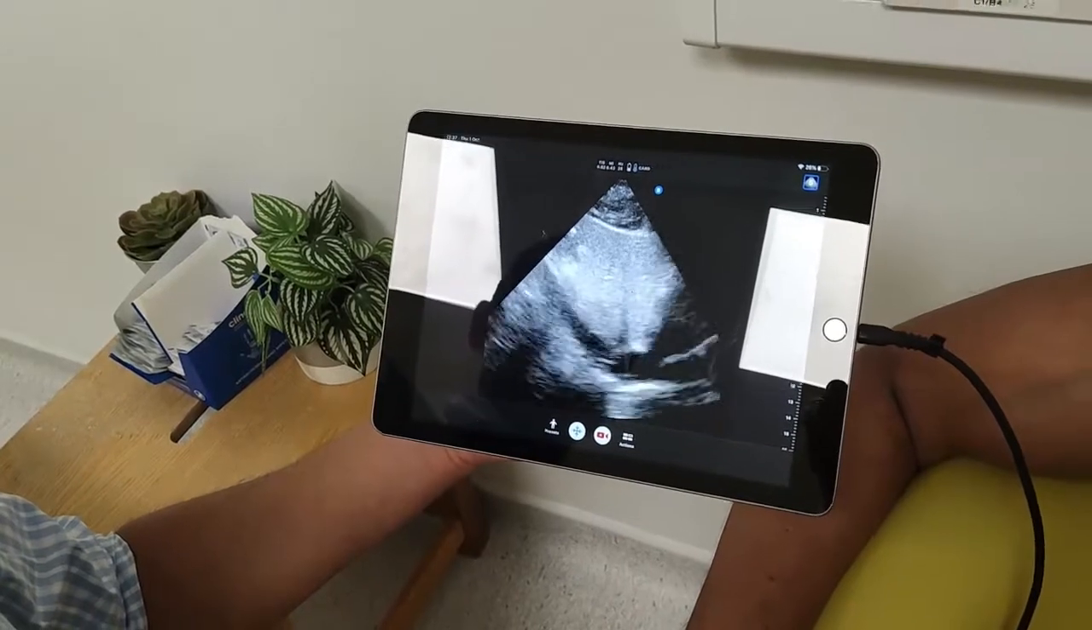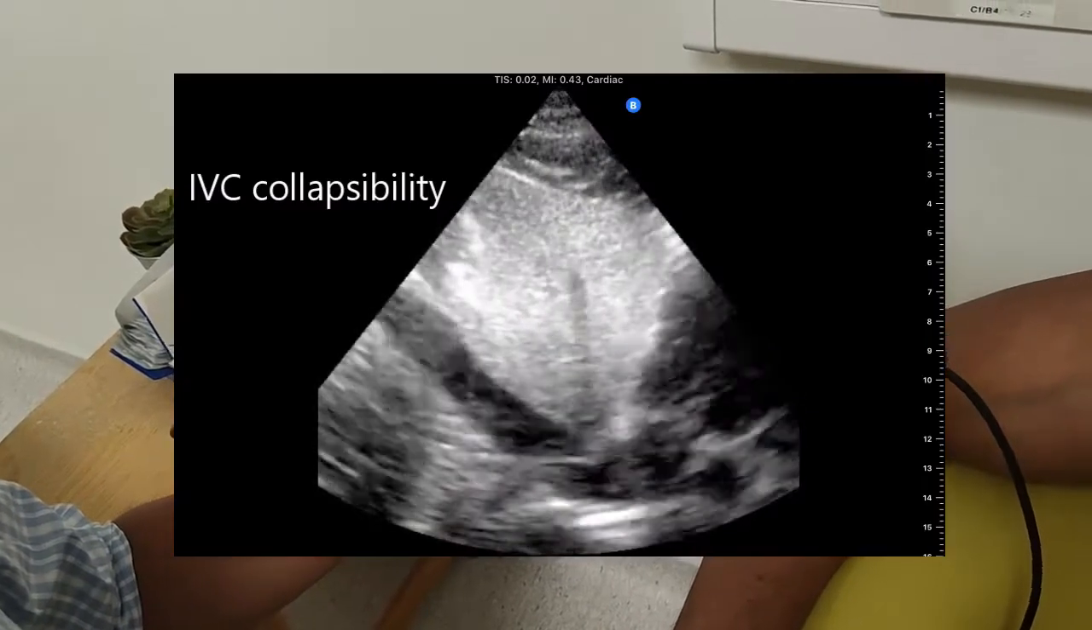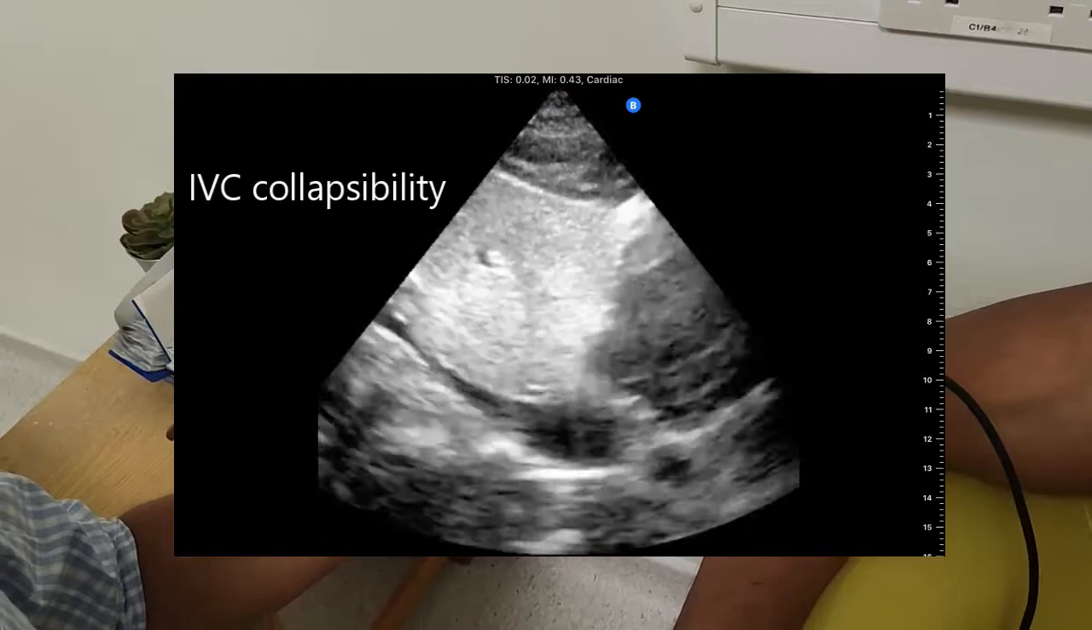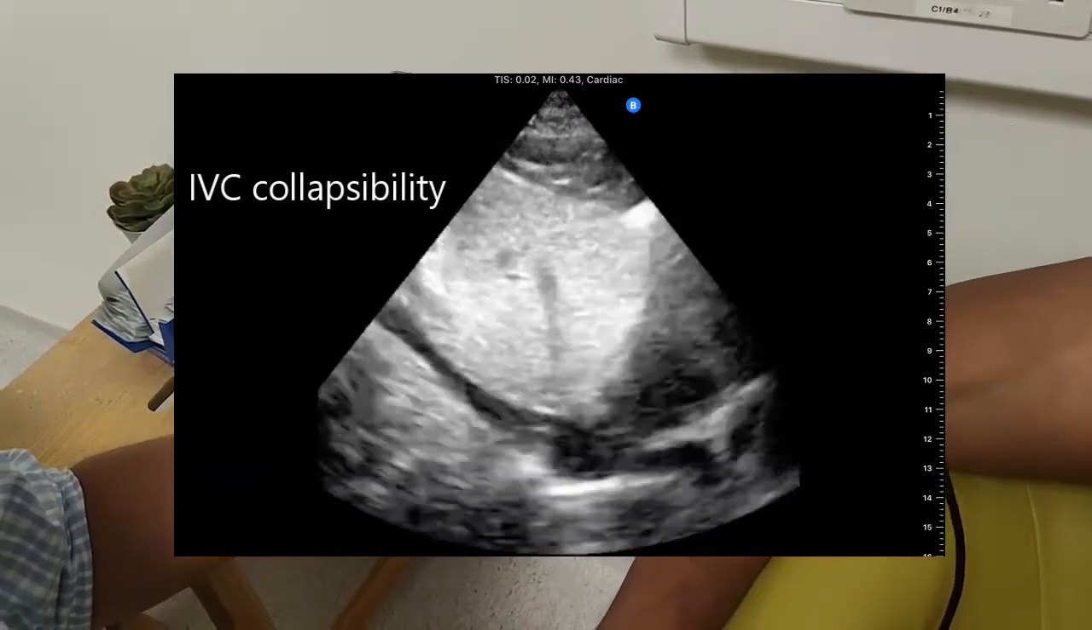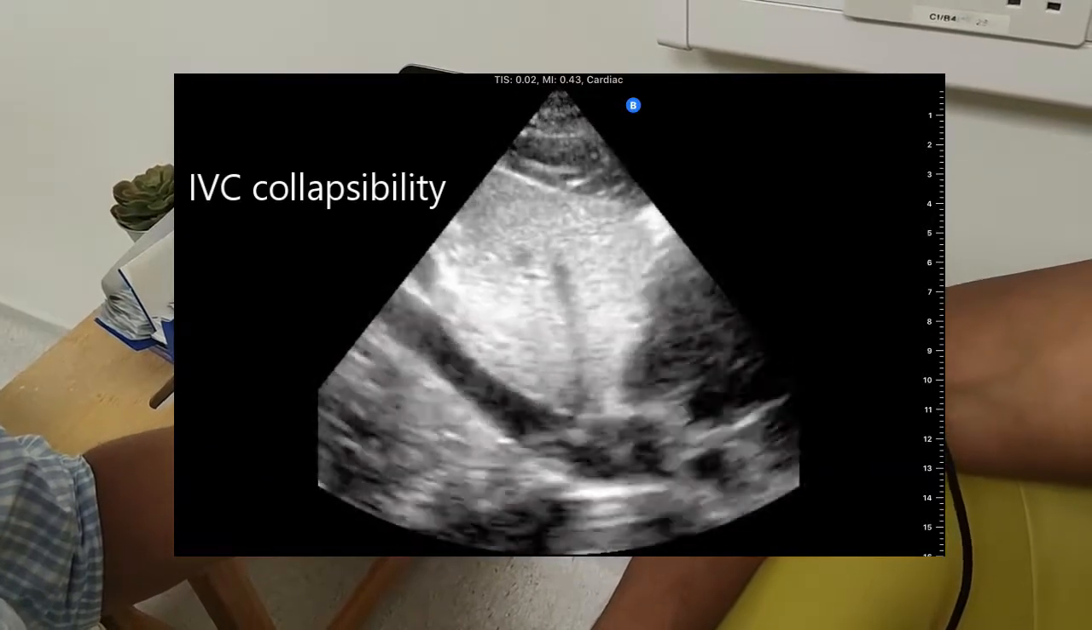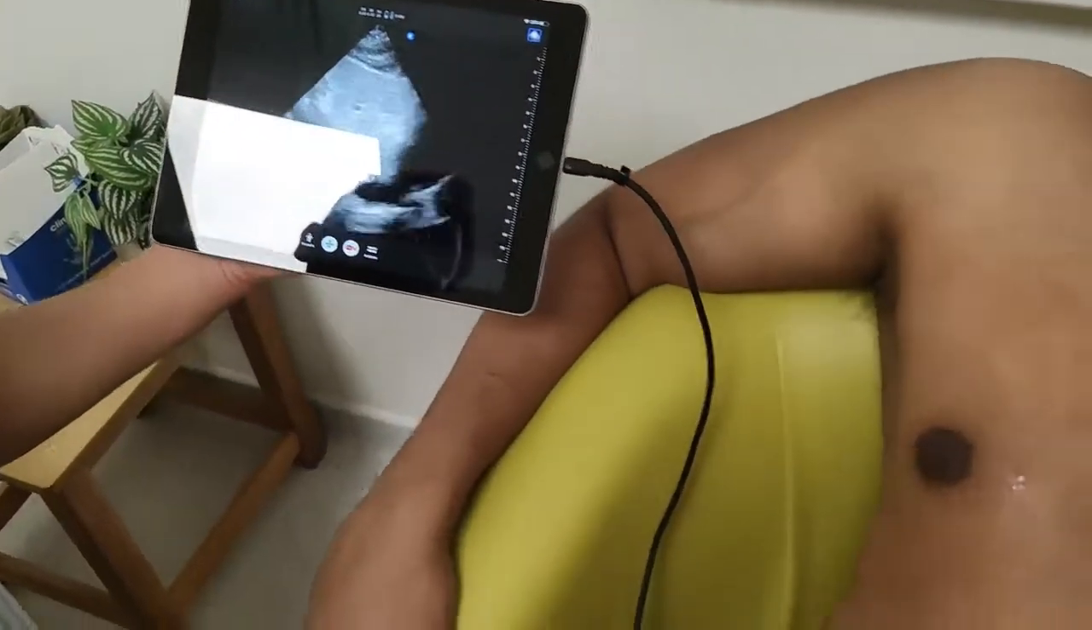And if it collapses, what does that suggest? Well, if it collapses more than 50% on passive inspiration, it suggests that the patient is likely to tolerate more filling safely. And so it can really help us with someone who's hypotensive and we aren't really sure whether we should be giving more fluids or not.